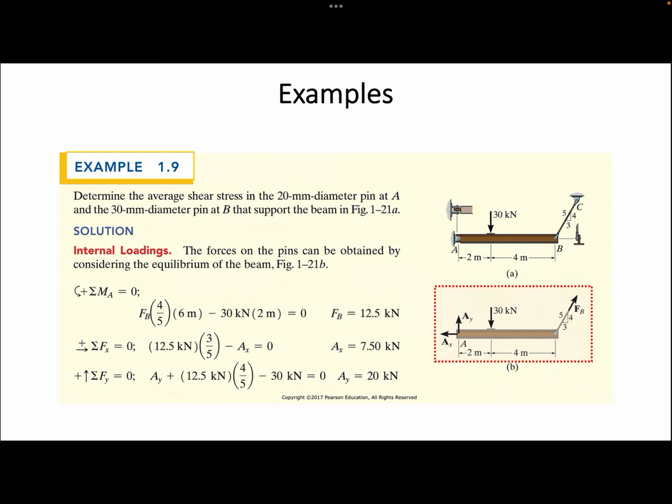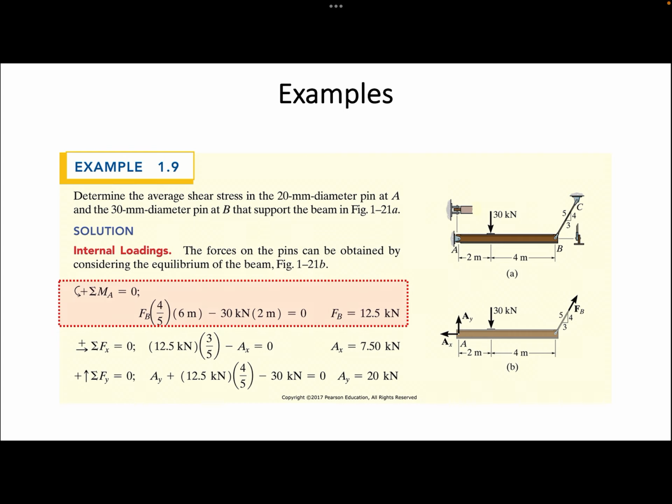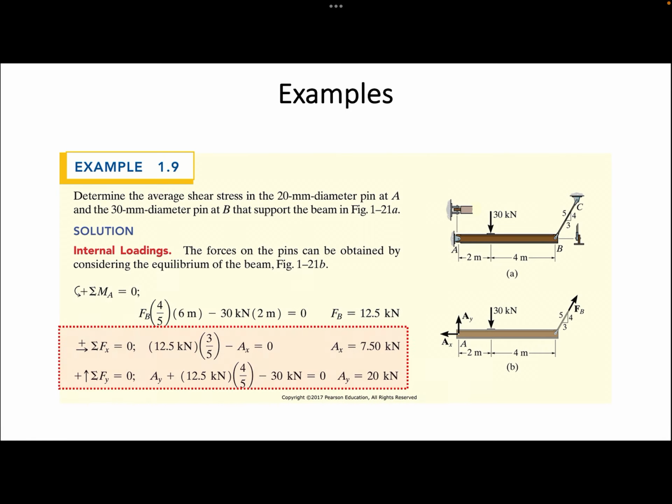As you can see, if we start with the sum of the forces in the x or y direction for this free body diagram, we will end up having two unknowns in the equilibrium equation. On the other hand, if we take the sum of the moments about point A, we will be able to find the force FB right away. That is the reason why we should start with the sum of the moments about point A in this solution. Then, based on the sum of the forces in the x and y directions, we can find the forces AX and AY.